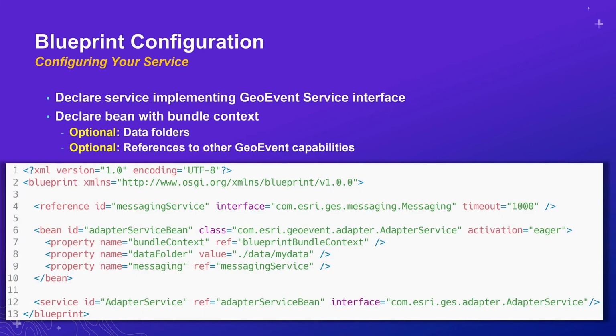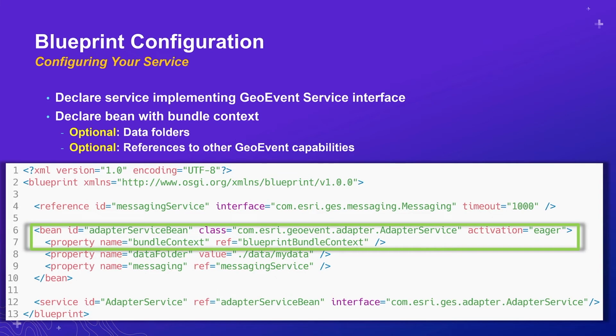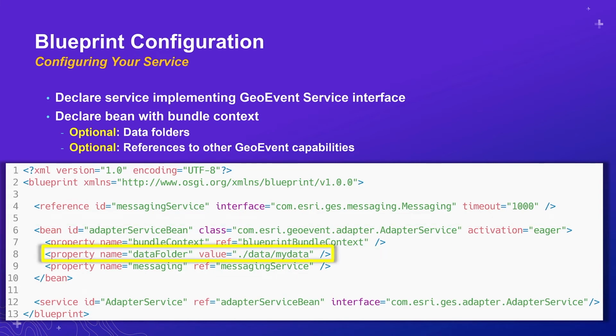Diving a little bit deeper into each one of these classes, the configuration is based on Blueprint, which is a Spring-like configuration that tells GeoEvent Framework how to instantiate and configure your service class. So the bean part tells the framework which Java class to load and what dependencies it has. Some of these dependencies are required, like the bundle context that you see here, and some are optional depending on what you're doing. So the data folder and also the messaging here.